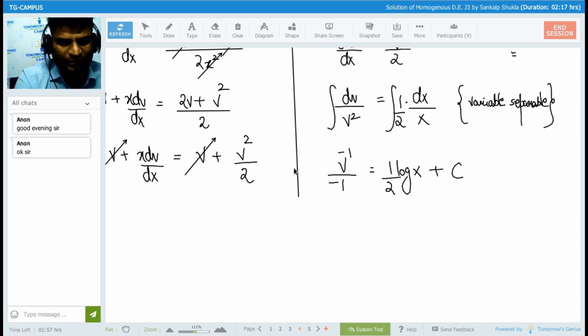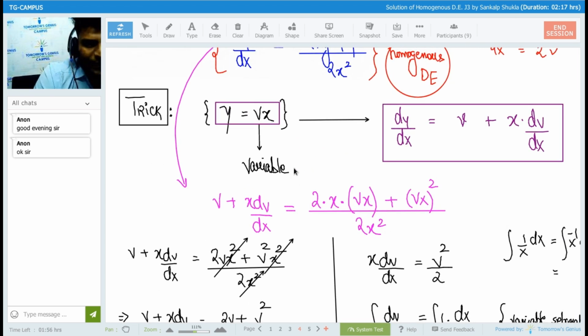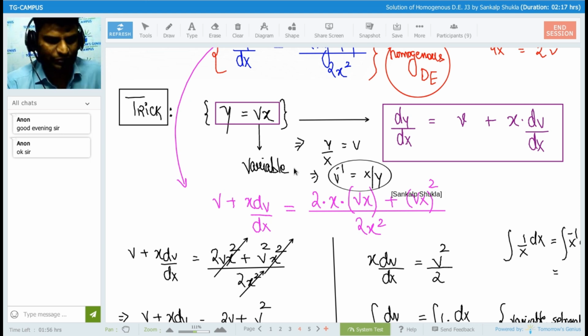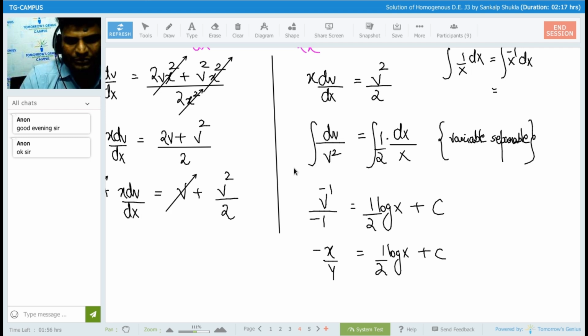Okay, so we can now write this as 1 by v. What was our v? So if we find out the value of v, it will be y by x. Y by x is v. So what is v inverse? V inverse will be x by y. Got it? So you can write minus x by y is equals to 1 by 2 log x plus c. This is the entire differential equation.